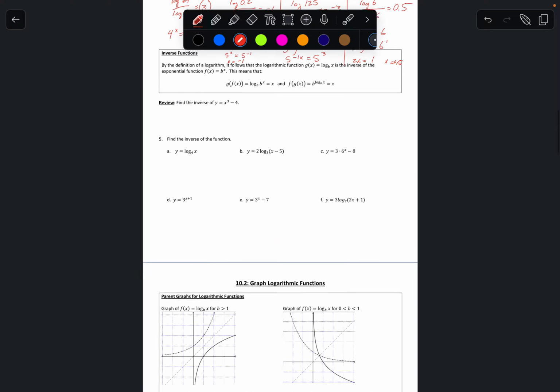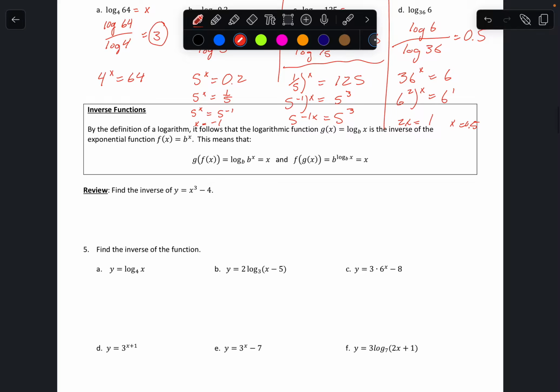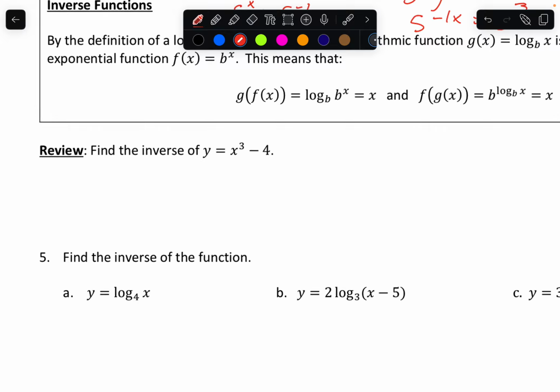All right, the last thing that we are doing here is finding inverse functions. This video is already pretty long, so we'll pick a couple of these to do. Remember that when we find inverses, one of the things that we have to do is switch x and y, and then we solve for y.